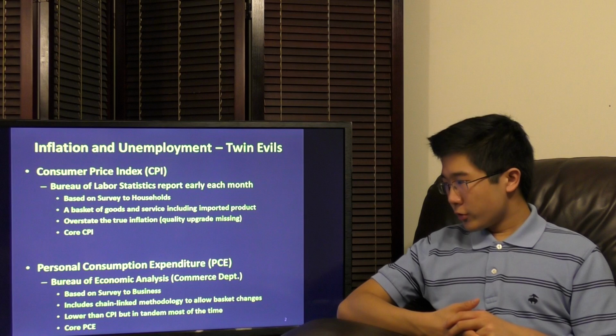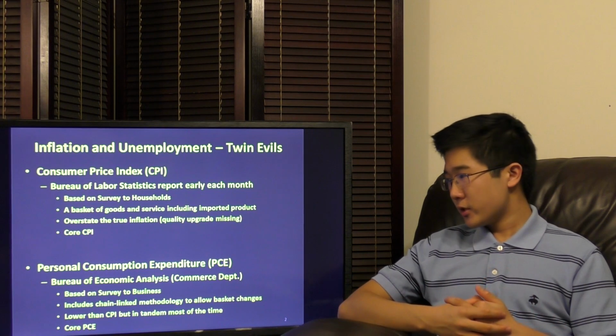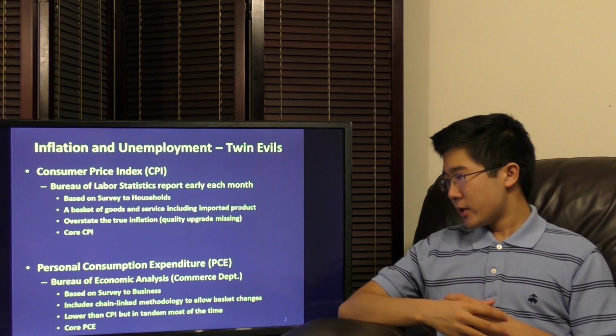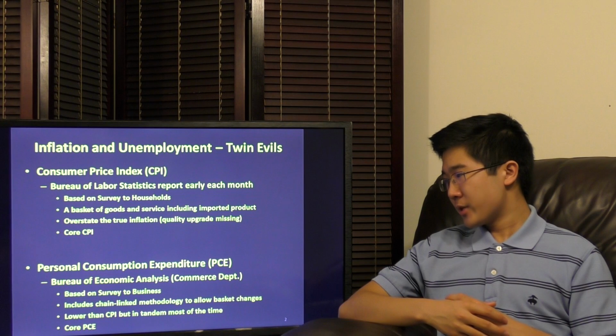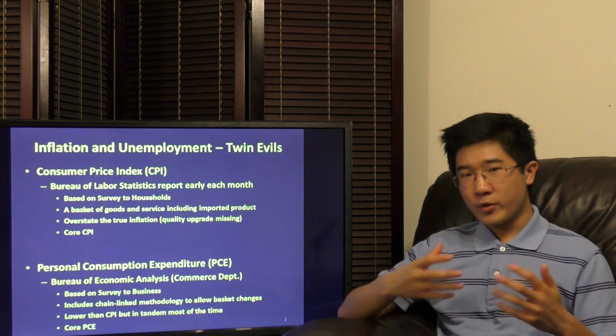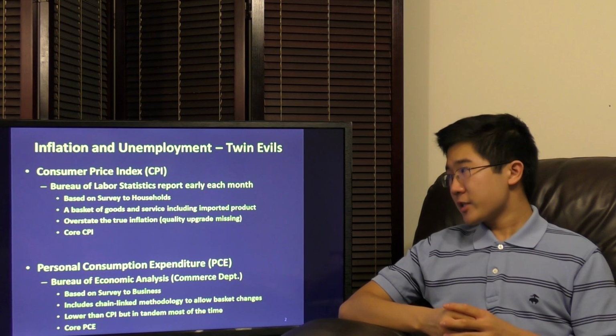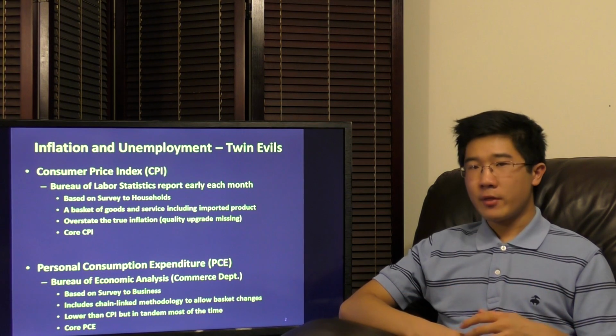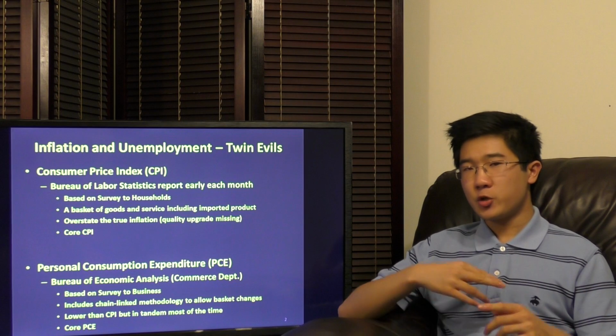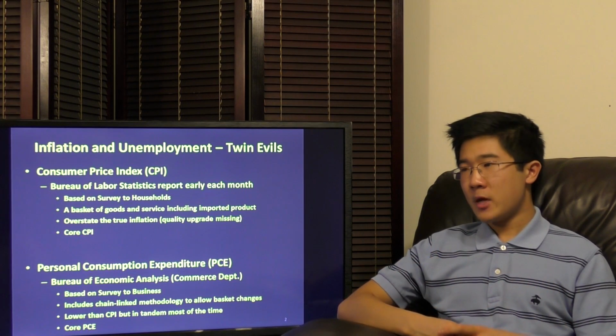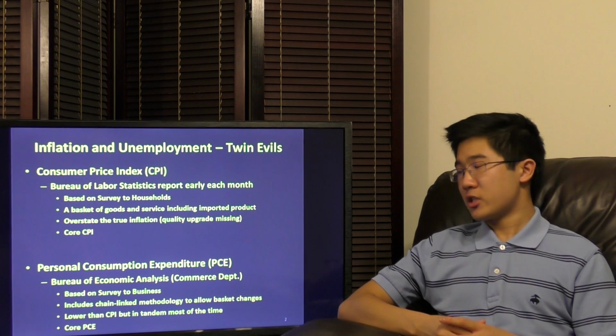As a result of these substitutions for lower priced goods and services, the PCE is lower than the CPI, but it moves in tandem with it. So it is basically directly proportional with the CPI. And just like the CPI, there's a core PCE that takes out the volatile food and energy sectors to provide a more stable and maybe more realistic view of inflation within the economy.